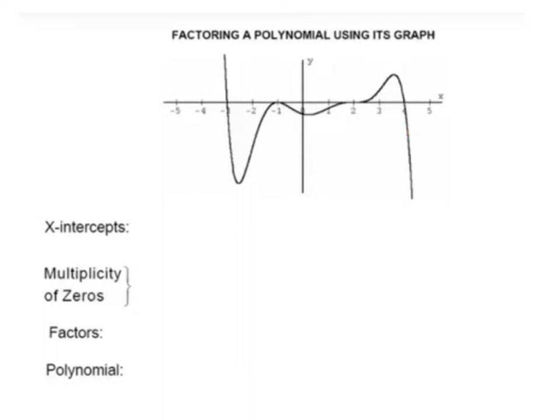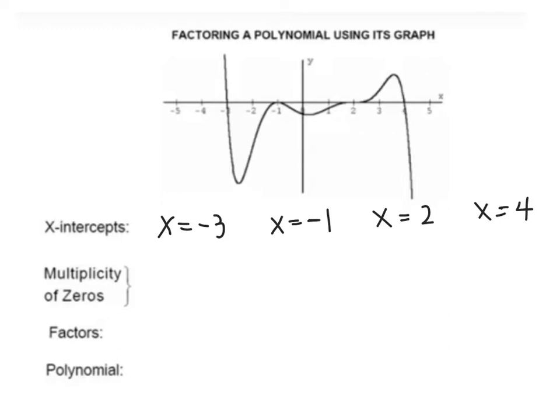And so what we want to do is factor it using its graph. And so we're going to write its x-intercepts. There's an x-intercept at -3. There's an x-intercept at -1. There's an x-intercept at 2. And there's an x-intercept at 4. All right, the multiplicity of zeros.